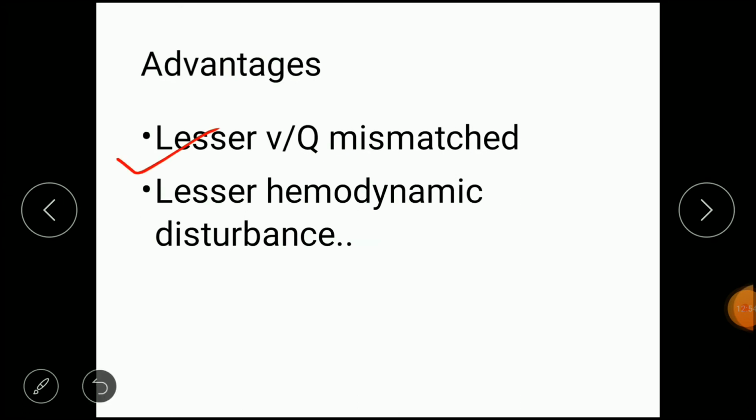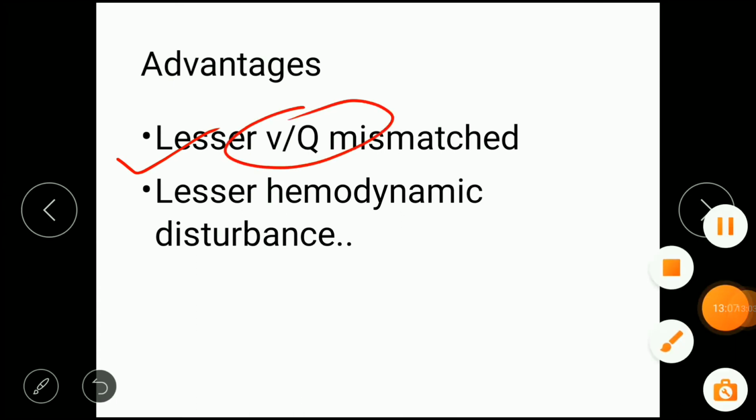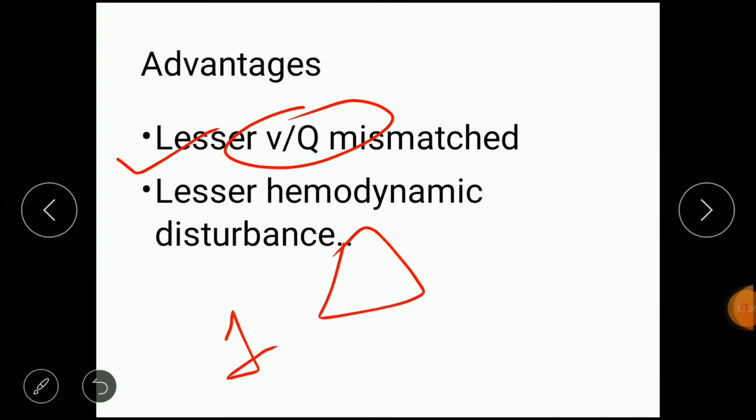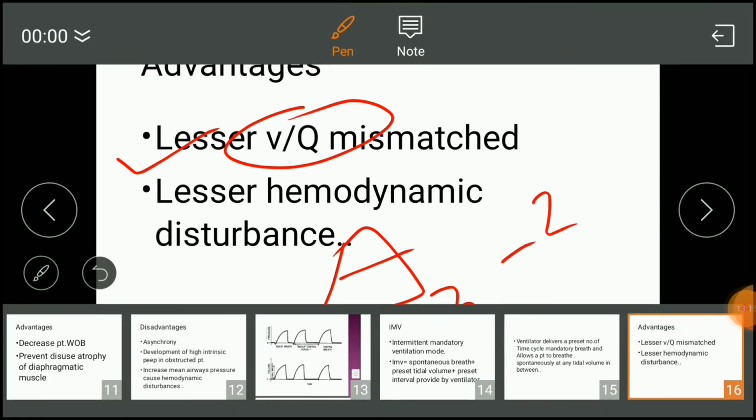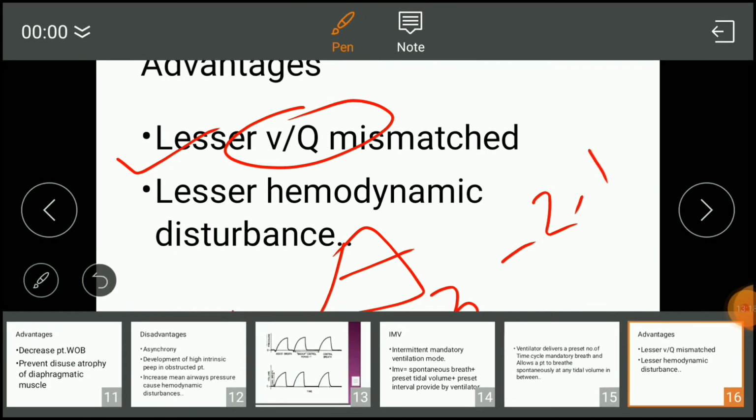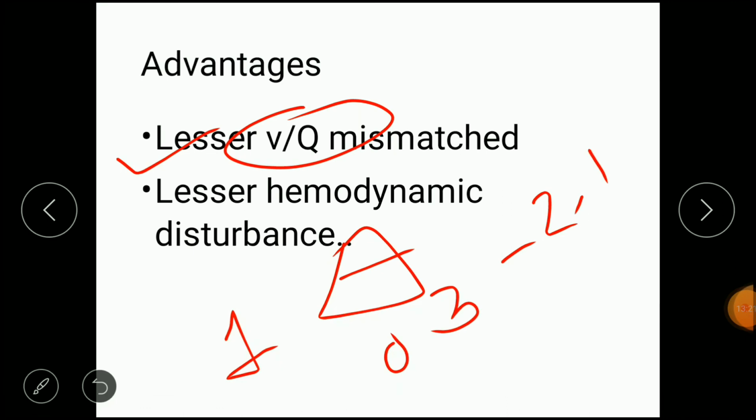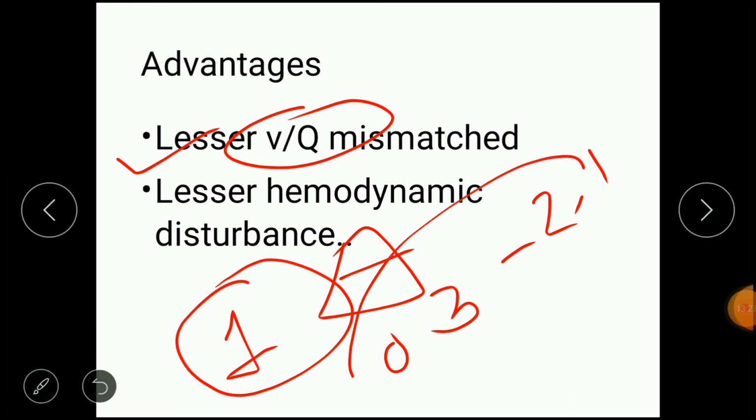Advantage: lesser V/Q mismatch. V/Q means the ventilation-perfusion ratio. Generally, at the middle of the lung it is approximately 1, and 0.3 to 2.1 from base to apex of the lung. So in this mode, there is lesser V/Q mismatch. So it's an advantage.